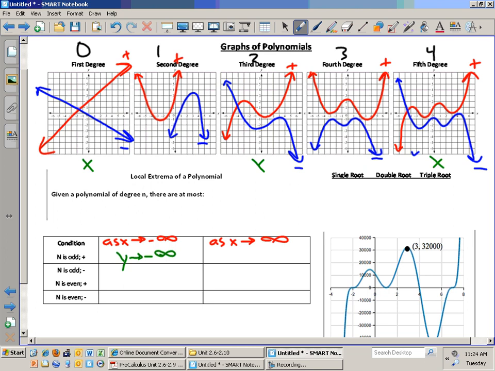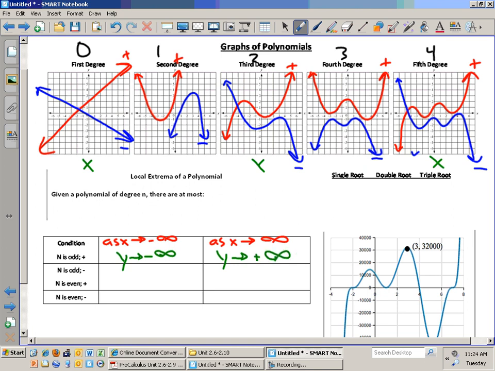Let's try the other way, okay? You can pick any odd function. We'll go to our cubic. As x goes, I'm looking at the red one, as x goes to positive infinity, what does the red part go to? Yeah, the y value goes way up to positive infinity as well. So y goes to positive infinity.